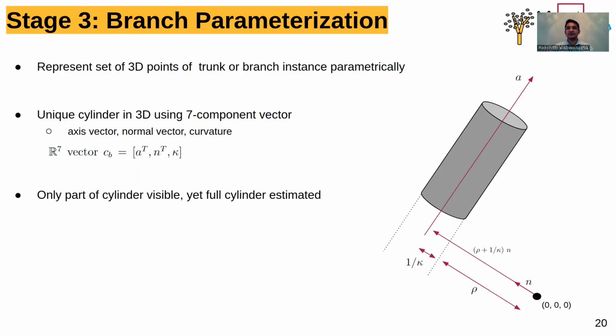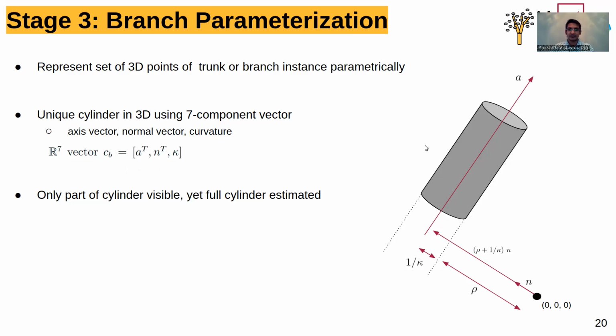So given that we've identified the sub-canopy portions and separated them into smaller sections, we now need to represent them using some kind of coordinates or some kind of vector. And in this case, the method by which you can represent branches would be by using cylinders, because most branches are mainly cylindrical in structure, partially conical in some cases, but for this thesis, they were all represented as cylinders. And a vector in R7, or a 7-component vector, can be used to represent cylinders in 3D space.